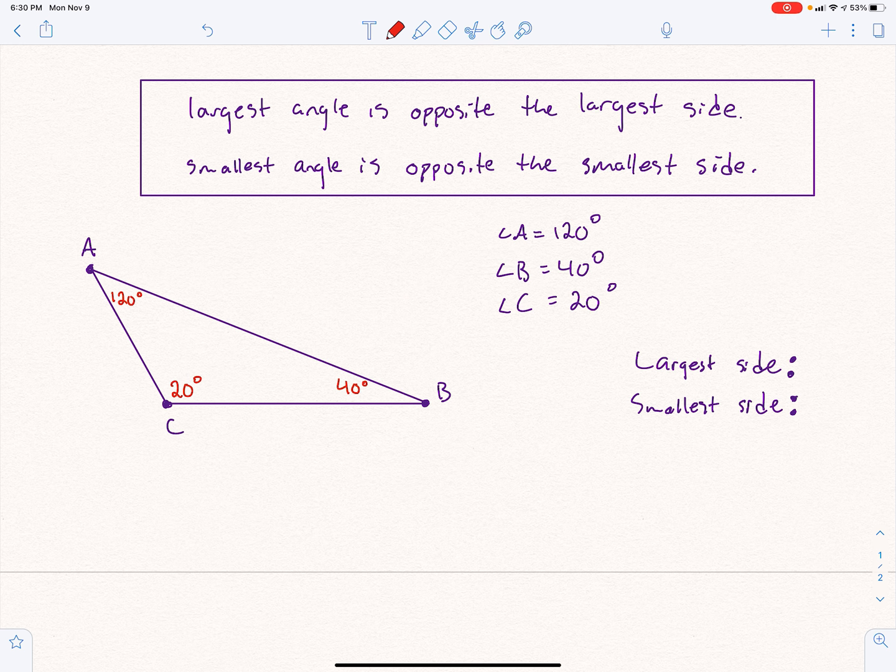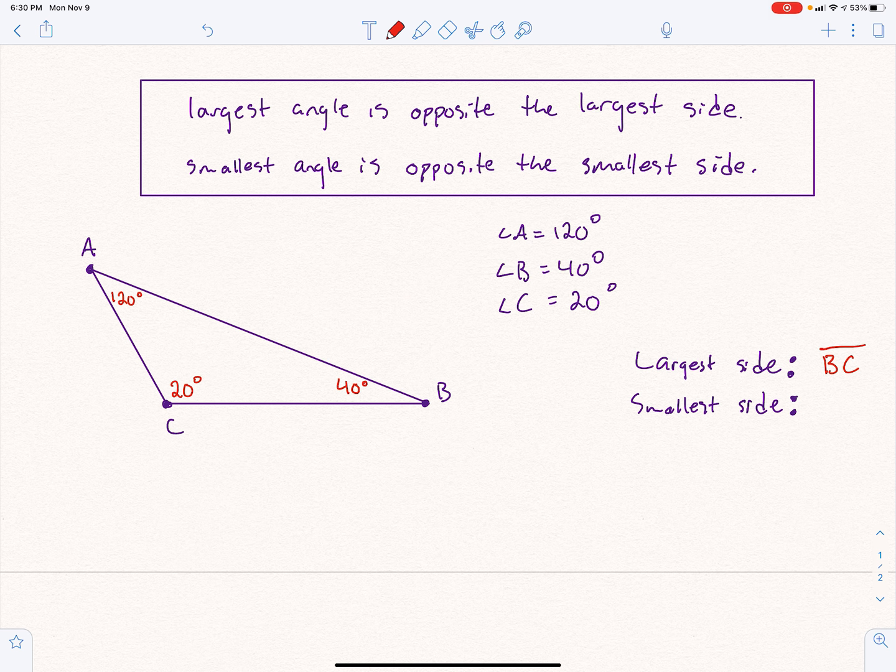So now we can look and see which one of these is the biggest side. So again, looking up here, we know the largest angle is opposite the largest side. So if I find the largest angle, which is right here, 120, I'm going to draw an arrow from it and see what side that's pointing to. That is pointing to this side right here, which is side BC. So the largest side would be BC.